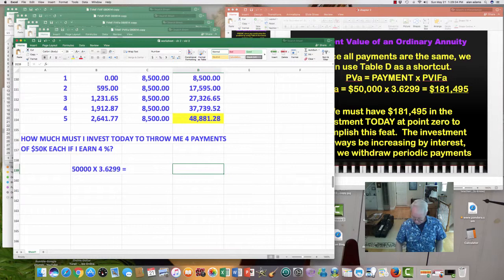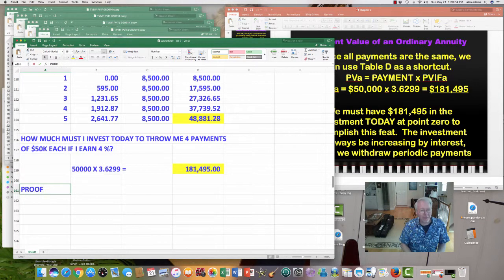So let's math that out and see what we get. $50,000 times 3.6299. It looks like we have to invest $181,495 today. Okay? So we make that investment. That's the amount of money that will fund 4 $50,000 payments, $200,000. Where does the other $19,000 come from? It's going to come from the earning of interest during that same 4-year period.